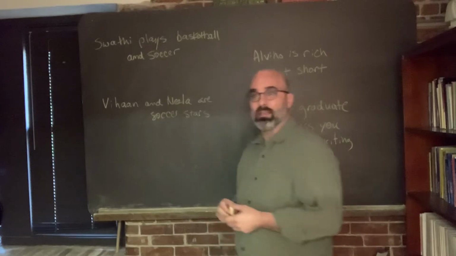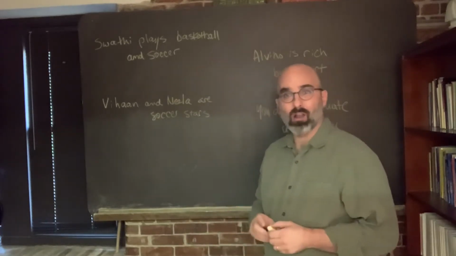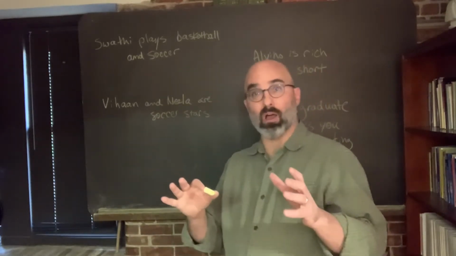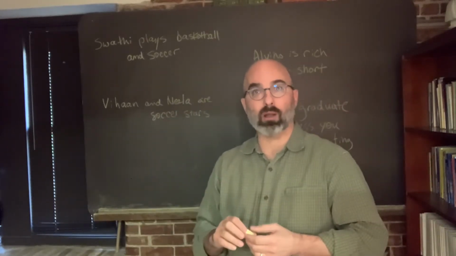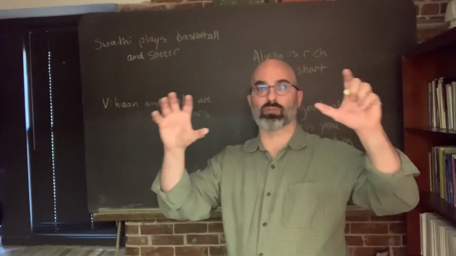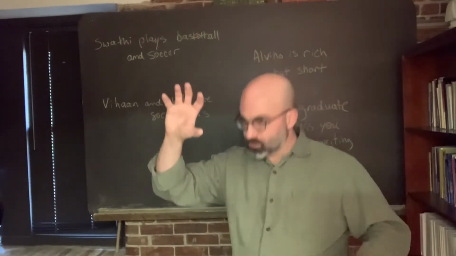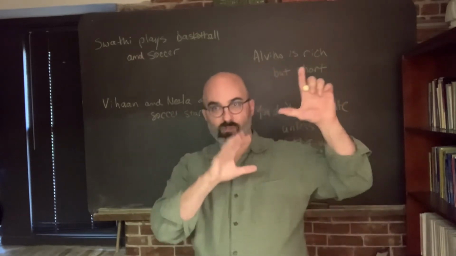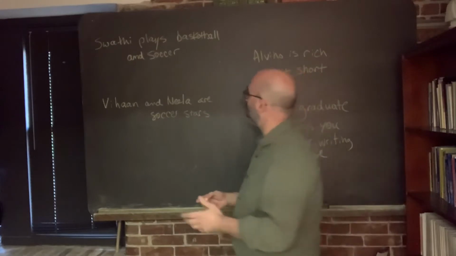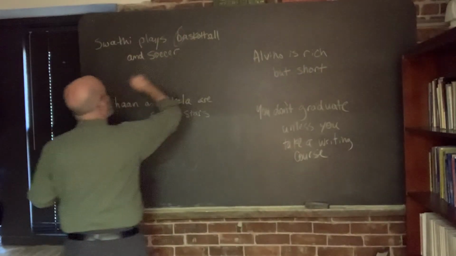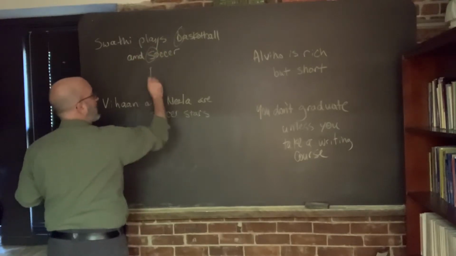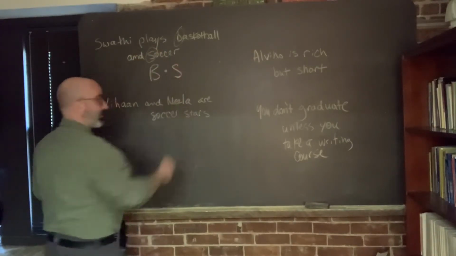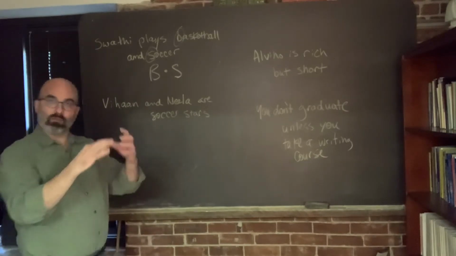Swathi plays basketball and soccer. Okay, so we've got Swathi, and again, the thought behind all truth functionally complex propositions is that they're really kind of two pictures of two facts. Swathi playing basketball, Swathi playing soccer, and then they get put together in that conjunction. So we'll have B standing for Swathi playing basketball, S for Swathi playing soccer, and we'll have B and S. Okay, no problem. So that's a complex predicate.